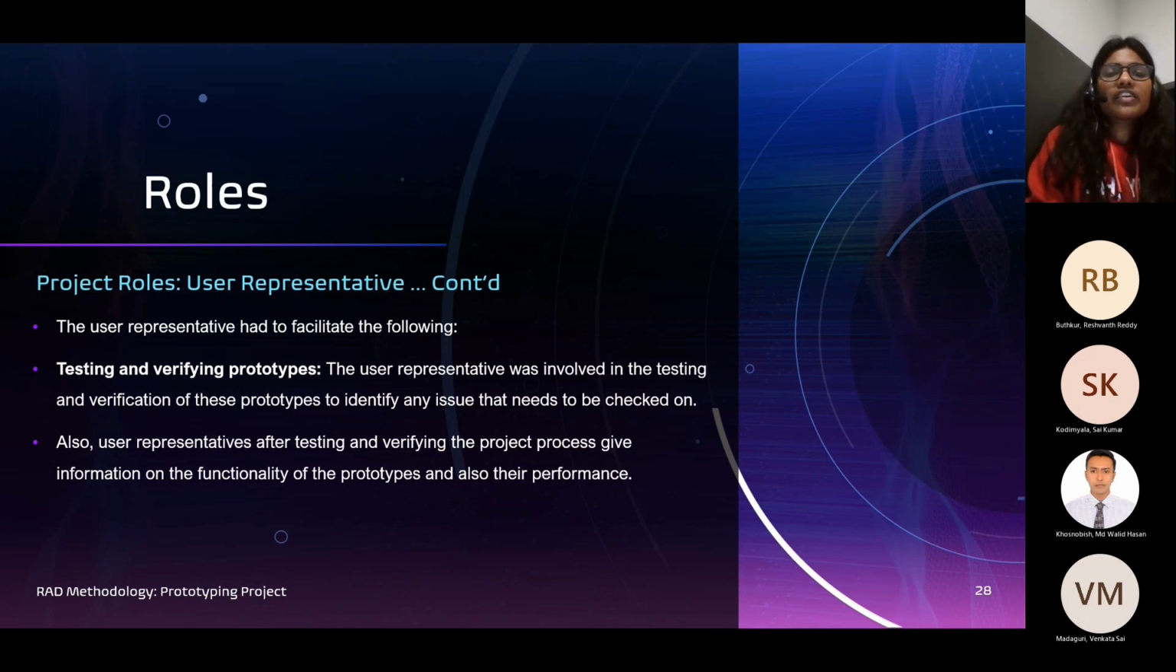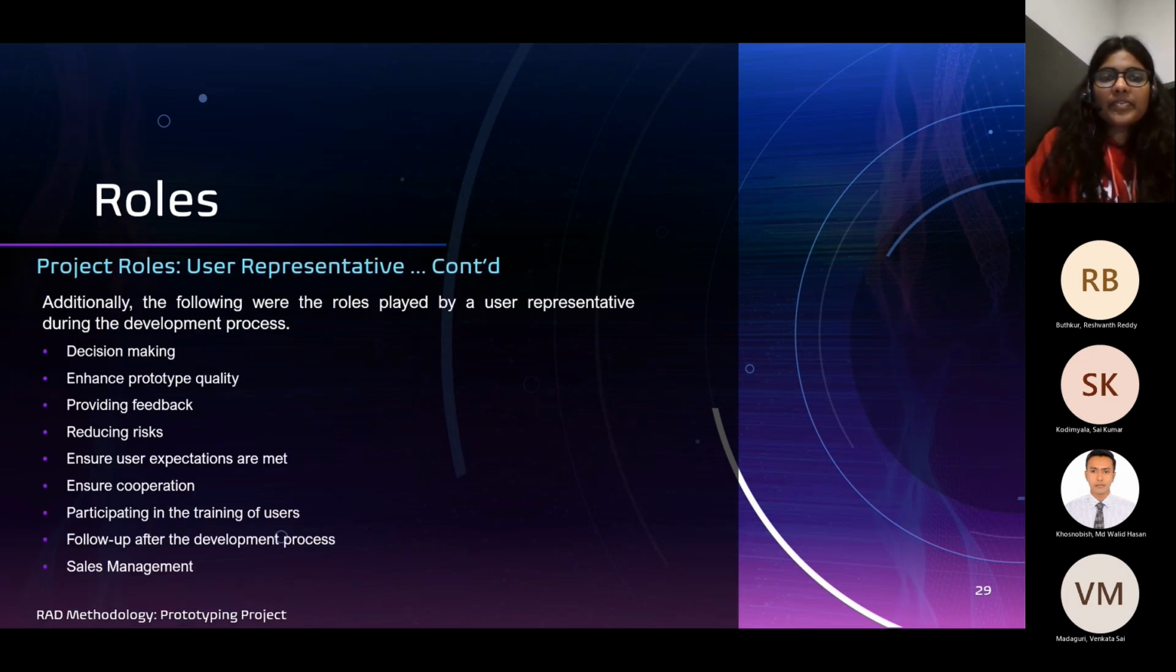After the testing and verification, the process gives information on the functionality of the prototypes and also the performance. Additionally, the following were the roles played by the user representative during the development process. The first one is decision making. As a user representative, I decide what is to be involved in the development, meeting all the requirements and expectations of the end user, and also assist the development team in making some decisions during the software development process.